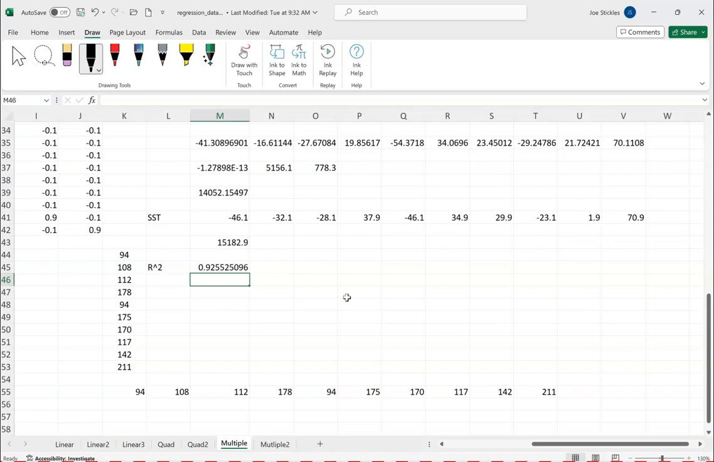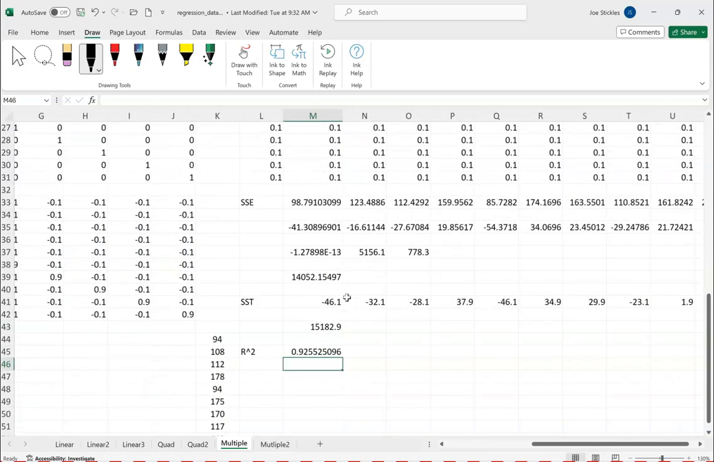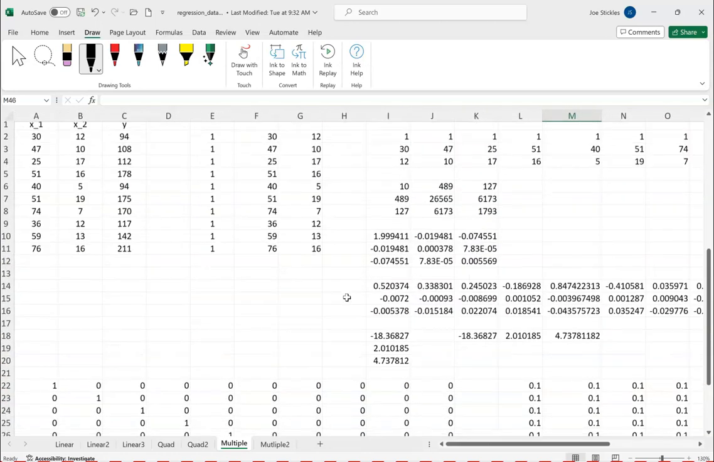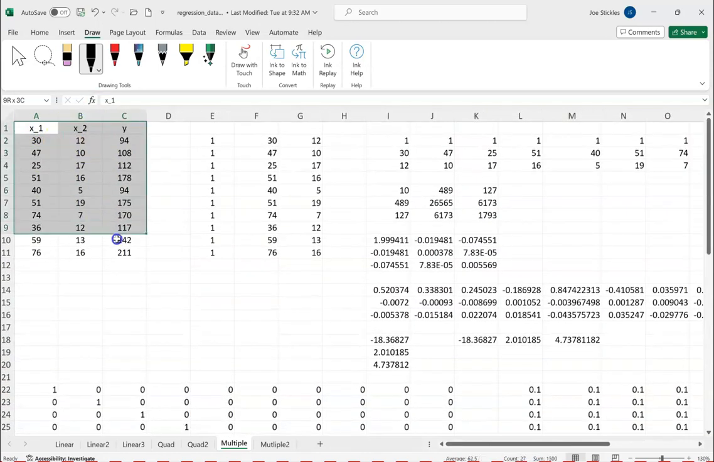That okay? Again, using R, we can check these things. So let me go make a CSV file out of this real quick.